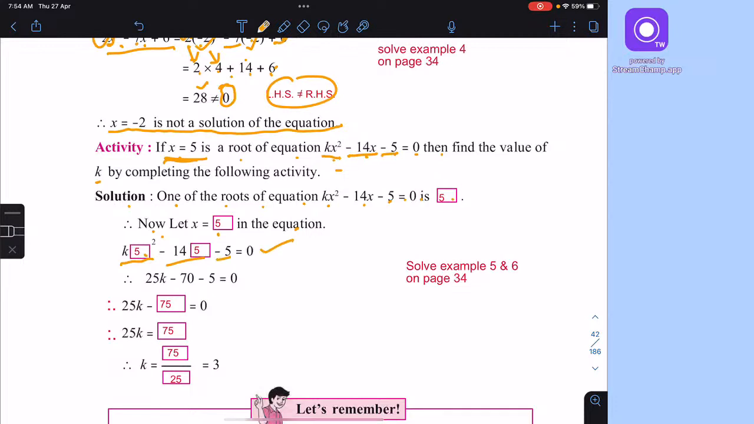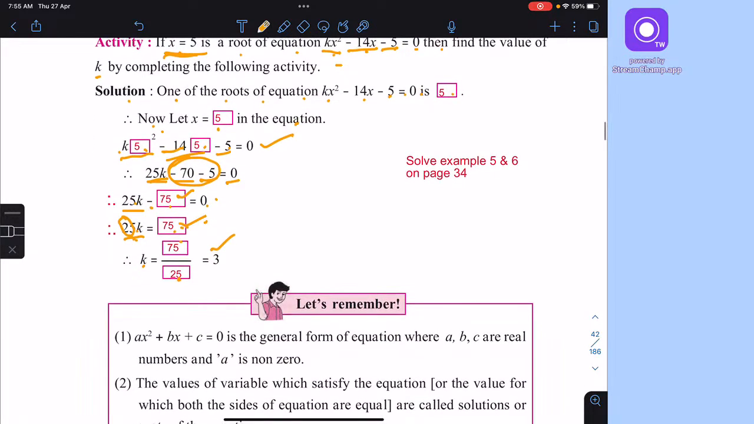Now 5 square is 25 into k is 25k. This is minus 14 into 5, that is minus 70, minus 5 is equal to 0. This 25k is separate, and these are like terms, minus 70 and minus 5. There is no k, so that becomes minus 75 is equal to 0. Now we are taking variable on one side, 25k, and constant on the other side. 25k is equal to 75. This minus has become plus when it has gone to right hand side. Now coefficient of k is 25. If we divide both sides by 25, 25k upon 25 becomes k, and 75 upon 25 which becomes 3. And therefore the value of k which we want is 3.